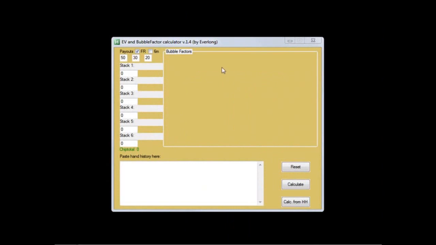Okay, I just want to give you a quick little run through of the bubble factor calculator and show you the usage and some of the features. Right off, I want to show you some of the limitations. First of all, it can only calculate bubble factors for hands with up to 6 players, and it has a 9-man payout structure and a 6 max payout structure built in, or you can enter in your own custom payout structure, but it only works up to 3 payout spots.